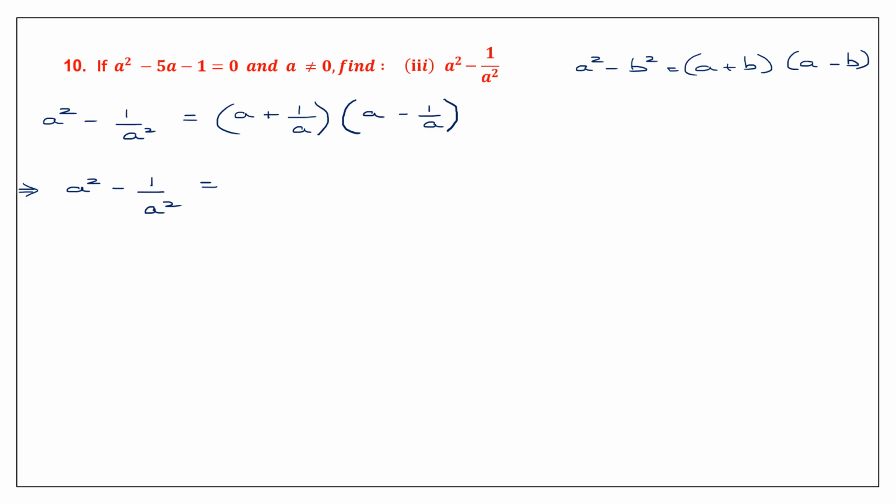Now, in the previous question, we found the value of a plus 1 by a. A plus 1 by a is plus or minus root 29. We found this into, now this also we have found out in the first part of this question, a minus 1 by a, which is equal to 5. So now the value of a square minus 1 by a square is we just have to multiply these two. So that becomes 5 into plus or minus root 29 or plus or minus 5 root 29. So this is our answer.